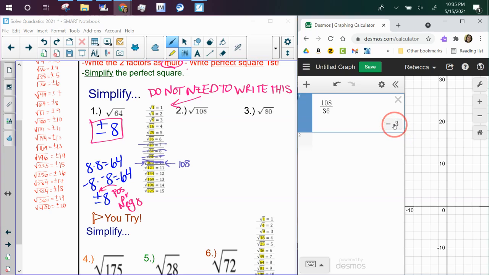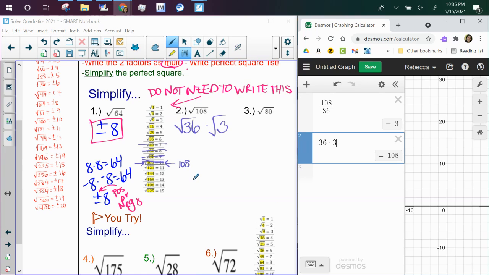Hey, look at this right here. When I divided by 36, I got 3. That is a whole number. That's exactly what I'm looking for. So I'm going to break up 108 into the square root of 36 times the square root of 3, because 36 times 3 is 108. It's true.